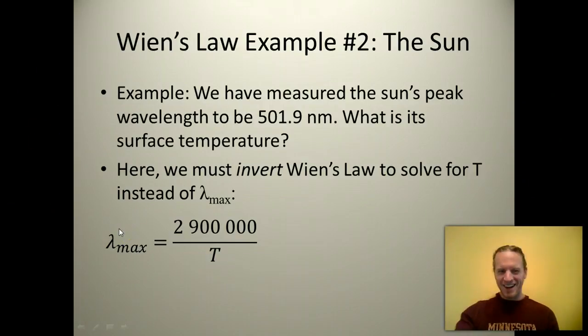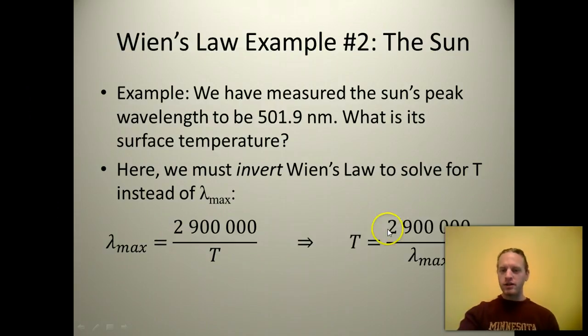Not meth, math. We know the peak wavelength of the sun, and we just invert the equation to find the temperature. Here's how that works. You cross multiply, and the answer that comes out is that the temperature, what was on the bottom of this fraction, is now equal to 2,900,000 divided by the peak wavelength expressed in nanometers.